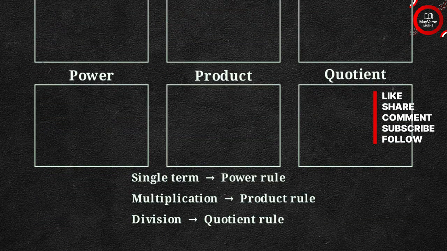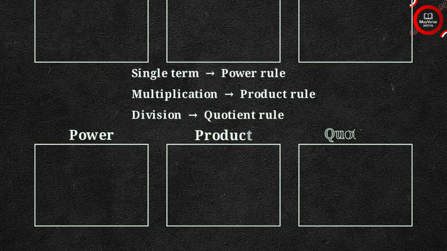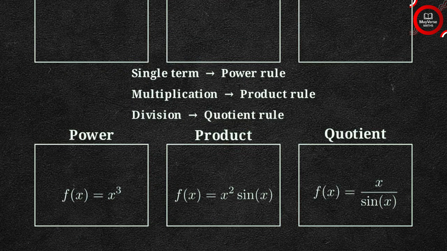Single term means power rule. Multiplication means product rule. Division means quotient rule. Let's add quick examples under each section. A single term like x cubed uses the power rule. A multiplication like x squared times sine x uses the product rule. A division like x over sine x uses the quotient rule.